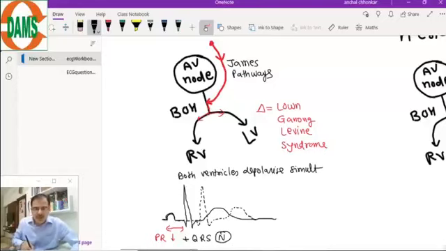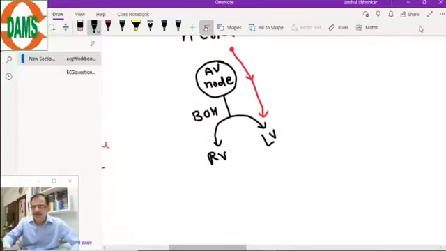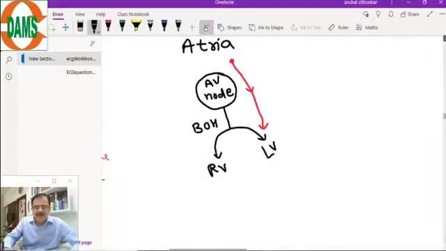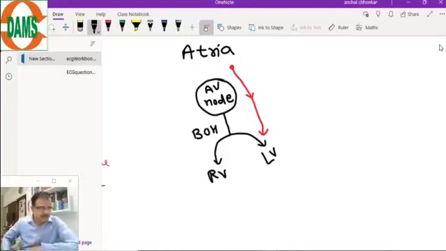Now come to the next one, and in the next one visualize carefully and see the difference from the first one. We will check in lead 2. Treatment of LGL syndrome: treatment is radio ablation of these pathways.